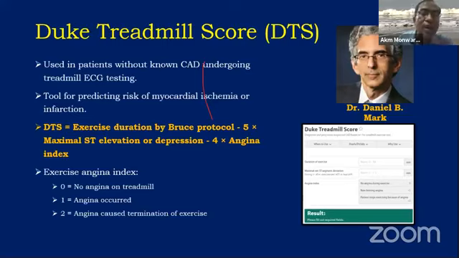How is this calculated? Exercise duration by Bruce protocol. Mind it, this is only applicable for Bruce protocol, not even for modified Bruce protocol. Exercise duration by Bruce protocol minus 5 into maximum ST elevation or depression in millimeter, minus 4 into angina index. What is angina index? Very simple. If there is no angina on treadmill, the index is 0. If angina occurs, but this does not compel the patient to stop further exercise, the score is 1. And if angina caused termination of exercise, the angina index is 2. And whenever you are putting all these things in the software, the software will automatically calculate a score.